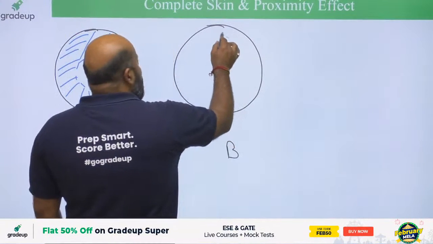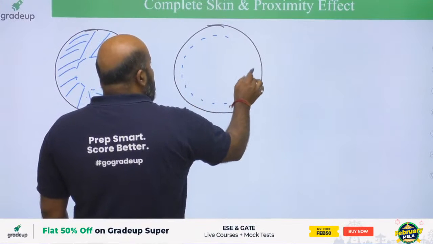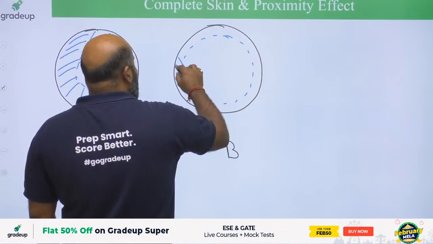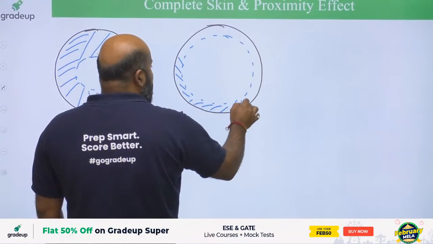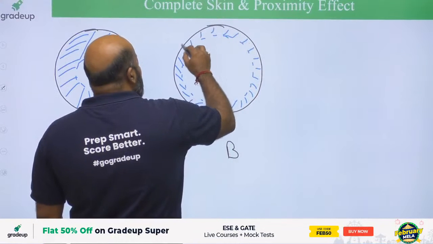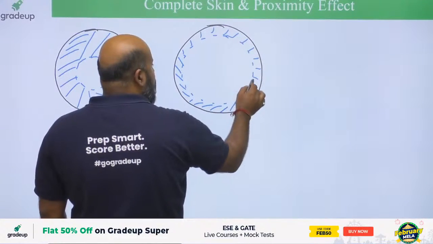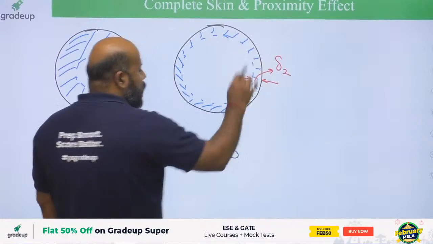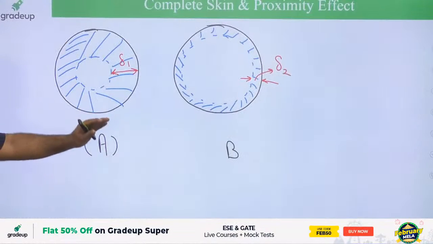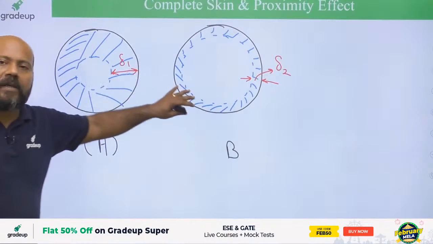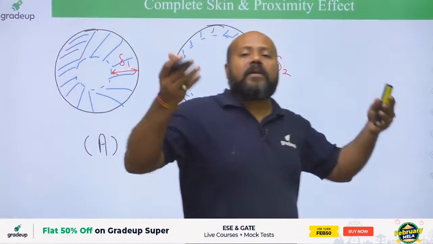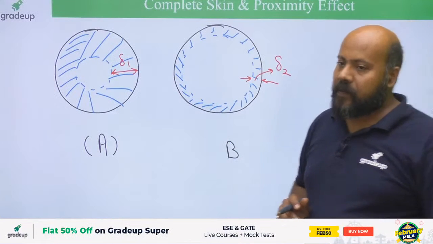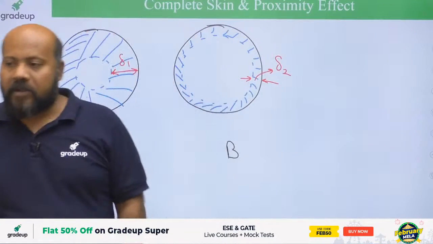Suppose now you are having one conductor where the skin depth is less, so that only in a small region the current is going to be present. This distance we are defining as skin depth del 2. You have to tell me, all of you, in which of these conductors you have more skin effect? Can you tell me in the comment section?